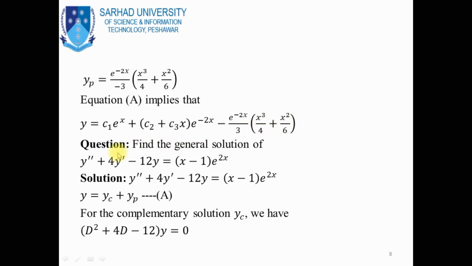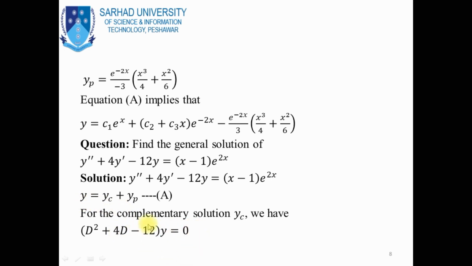Now another example, a second order non-homogeneous differential equation: y double dash plus 4y' minus 12y is equal to x minus 1 into e power 2x. So again the exponential function is multiplied with the polynomial. There are two solutions for this second order non-homogeneous differential equation. One is the complementary solution and the other is the particular solution. So first of all, find the complementary solution.